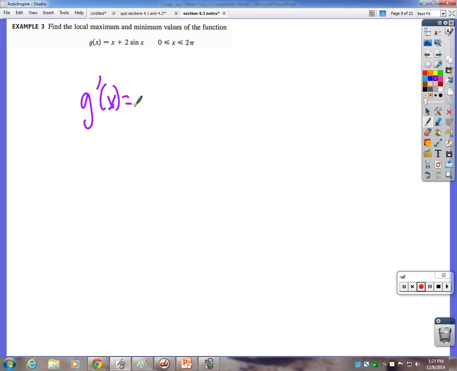Okay, so should we go back to example 1? We kind of did this, I feel like, so I'm not going to worry about that. Let's go to a new one. All right, let's find the local maximum and minimum values of this function. So what do we do first? Take the derivative. Someday that answer will change. We're getting closer.